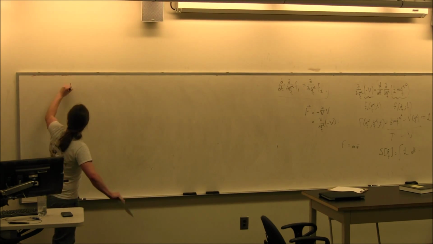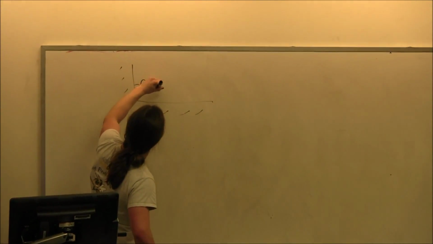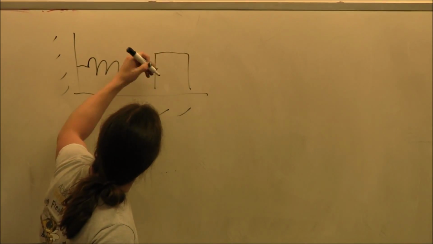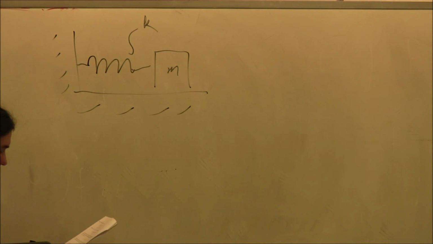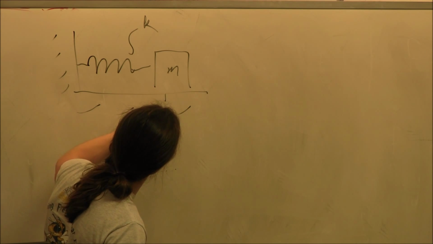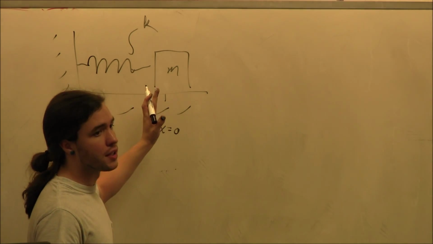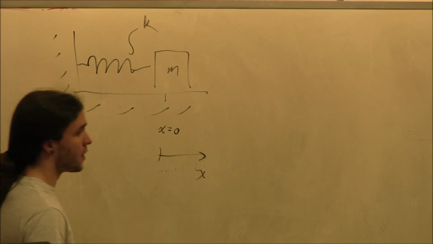All right, so let's say we've got the only problem that exists in physics: a spring attached to a mass m, spring constant k, no friction. And we just want to solve it. What's going to happen with this guy here? So we're going to define x equals 0 to be the equilibrium length of the spring, so that increasing in whatever direction is x.